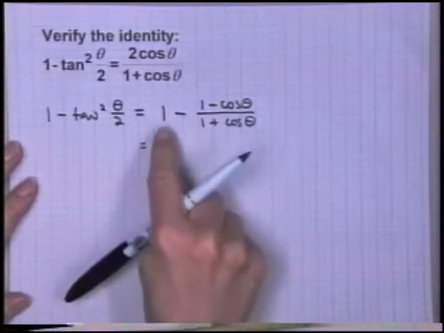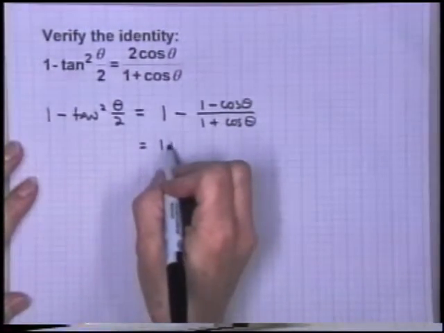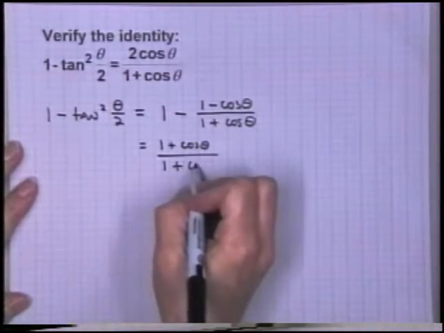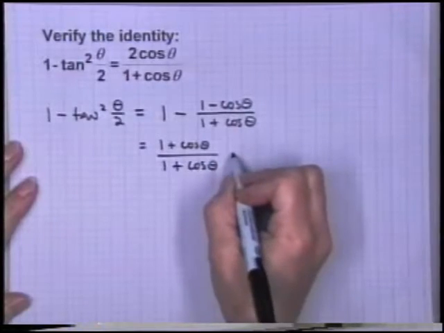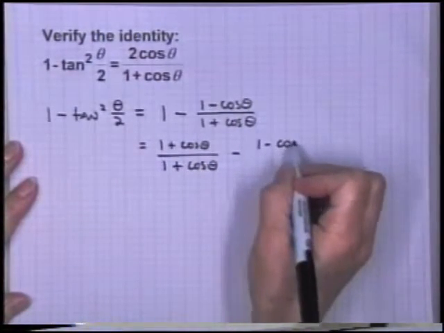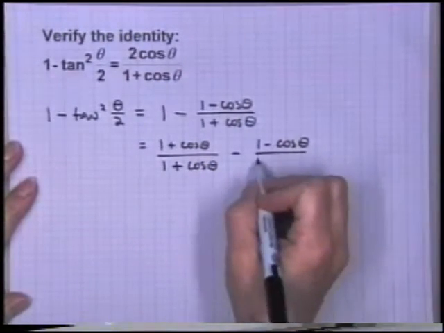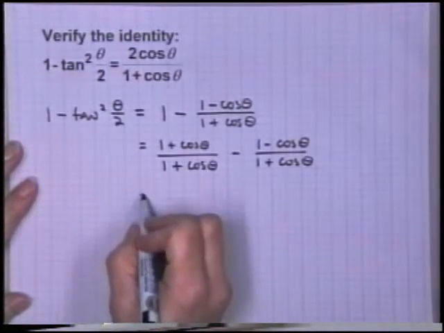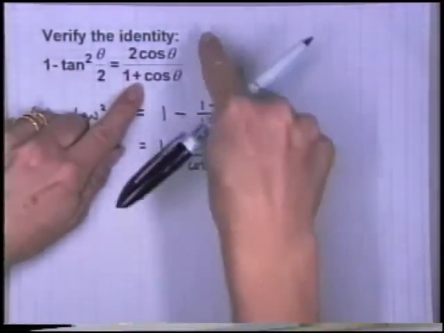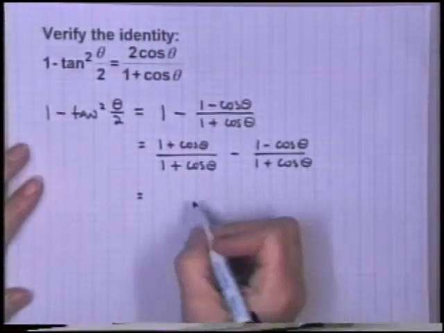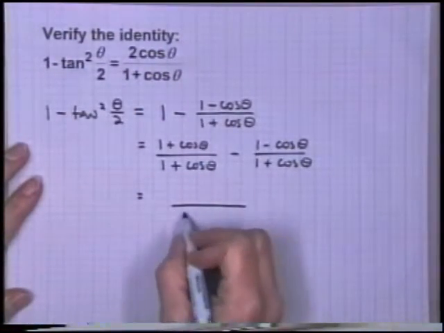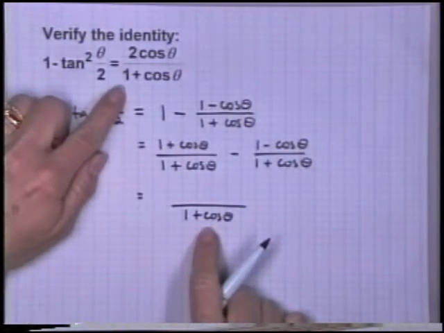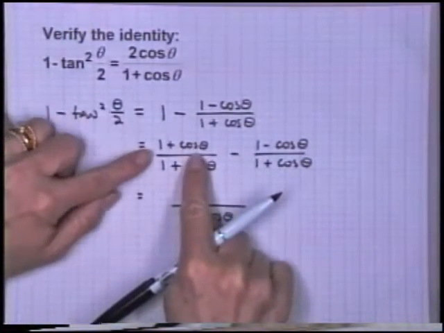Now, I think what I'm going to do is rewrite this 1 as 1 plus cosine theta over 1 plus cosine theta, subtract 1 minus cosine theta over 1 plus cosine theta. I'm doing that so I can get a single fraction like I have up here. So I know my denominator down here is 1 plus cosine theta, and that's exactly what I want.